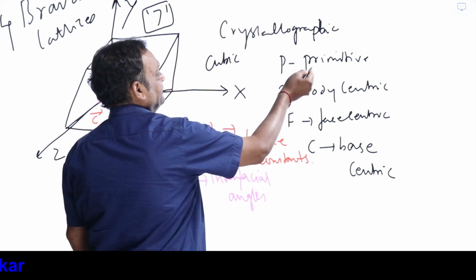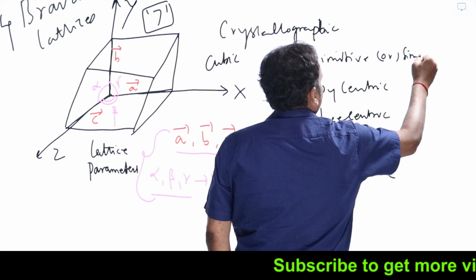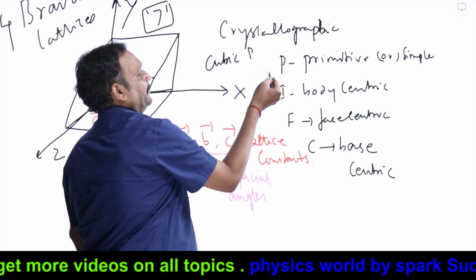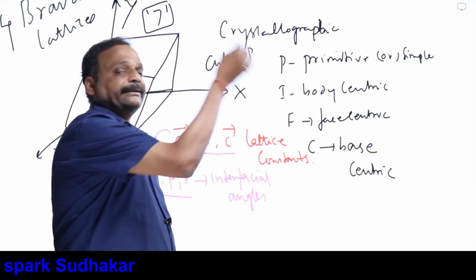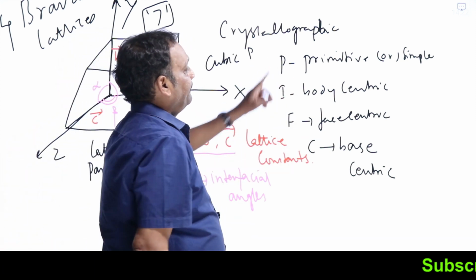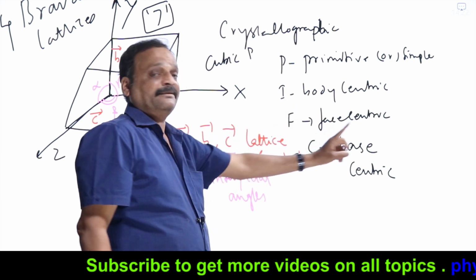Suppose I say cubic P. Cubic P means it is primitive, or simple also. There is another word, simple. So cubic P means simple cubic, or tetragonal I means body-centered tetragonal. This is the abbreviation we will be using. P means simple or primitive, I means body centric, F means face centric, C means base centric.